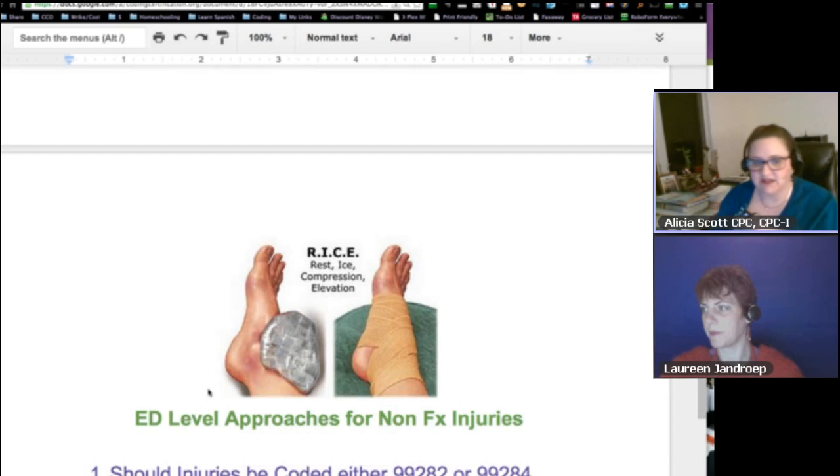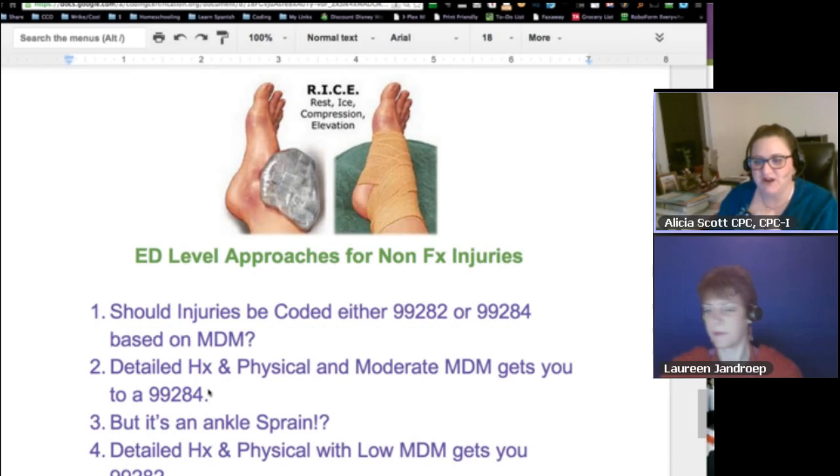So how does the ER look at it? And if you didn't know what RICE stood for, it's rest, ice, compression, and elevation. Really having trouble with words tonight. So an ED level approach for non-fracture injuries, these are the codes that you'll be looking at. Should injuries be coded either 99282 or 99284 based on the medical decision making? If you've got a detailed history and physical and moderate MDM, it gets you to a 99284. But it's an ankle sprain. So detailed history and physical with low MDM gets you a 99282.